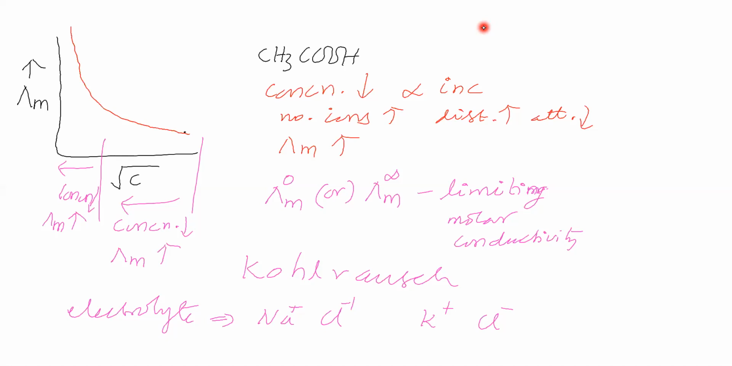Now we will take KCl and KBr. What do you think about lambda m of K plus in KCl and lambda m of K plus in KBr? Do you think they are different or the same? How will it be?